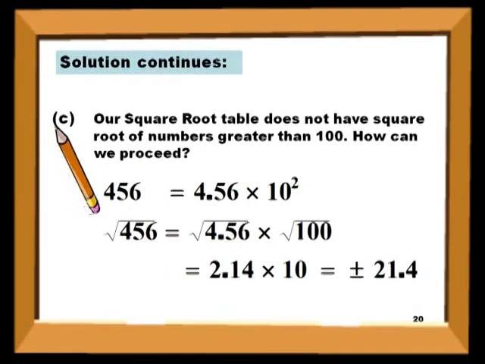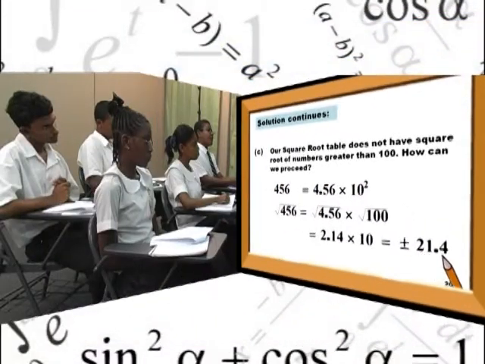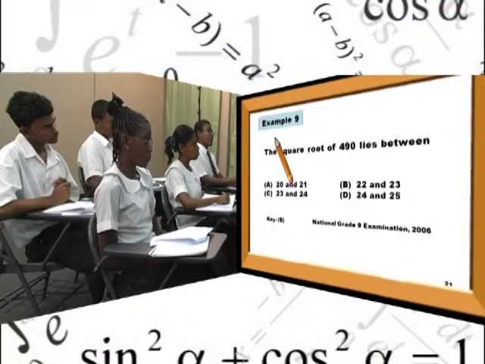Solution continues. C. Our square root table does not have square roots of numbers greater than 100. How can we proceed? 456 is equal to 4.56 multiplied by 100. Square root of 456 is equal to square root of 4.56 multiplied by square root of 100. It's equal to 2.14 multiplied by 10, equals positive or negative 21.4.